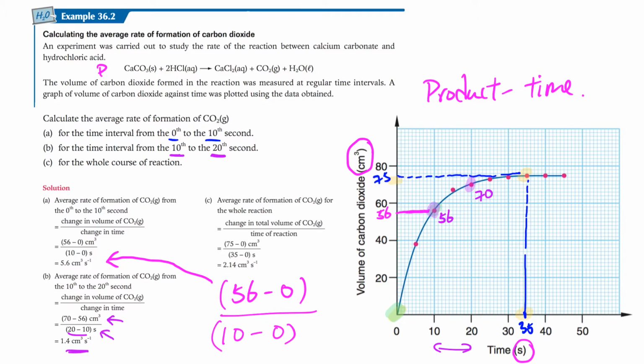The last one will be the whole course of reaction. Whole course of reaction means the average rate from the beginning till the end of the reaction. So maybe I use a red highlighter. This point and also this point. The difference will be 75 minus 0, and the time will be 35 seconds minus 0. So the average rate roughly will be 2.14 cm cube per second. So this will be a typical question for calculating average rates.